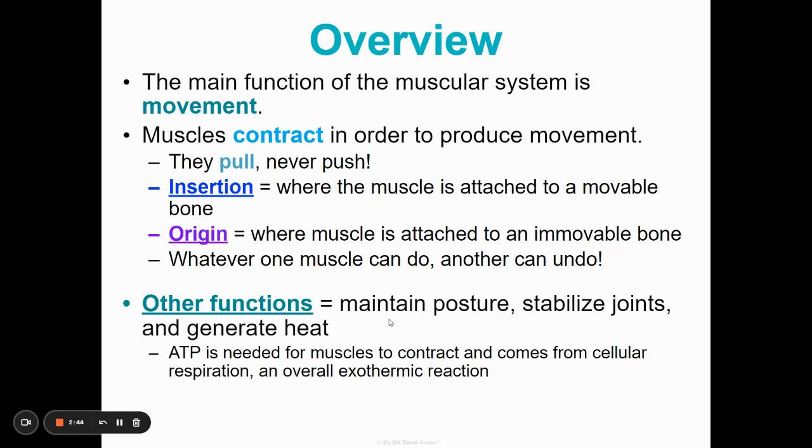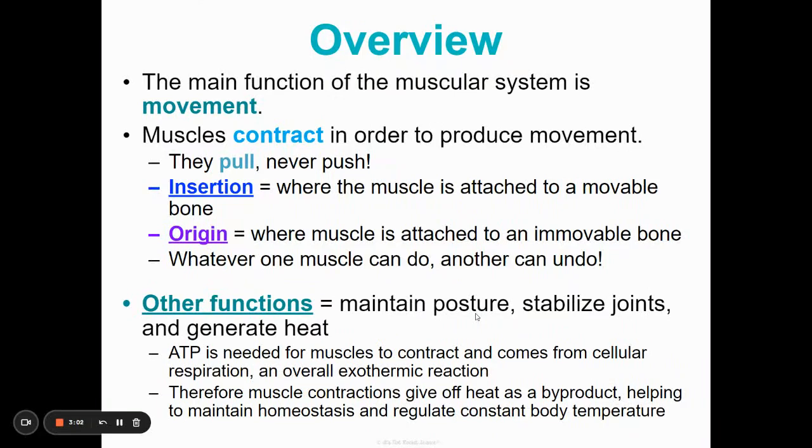And so the reason for that is that ATP is needed for muscles to contract, and that comes from cellular respiration. And so that cellular respiration, if you remember, is an overall exothermic reaction, meaning that it's releasing heat as it reacts. And in fact, your muscles are so specialized that each one has its own blood vessel, its own nerve, its own neuron that connects to it. Each muscle cell, because it needs so much energy in order to do this. And so every time a muscle contracts, it's giving off heat as a byproduct. So this is really important in maintaining homeostasis and really regulating our constant body temperature.